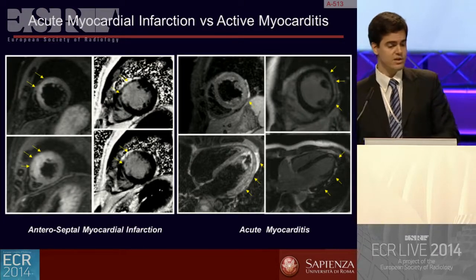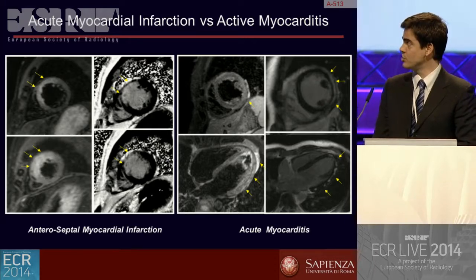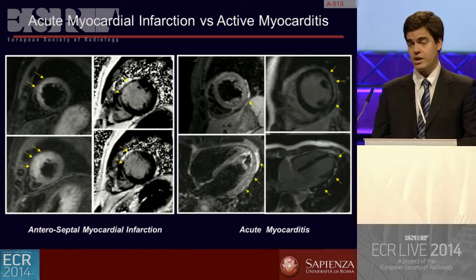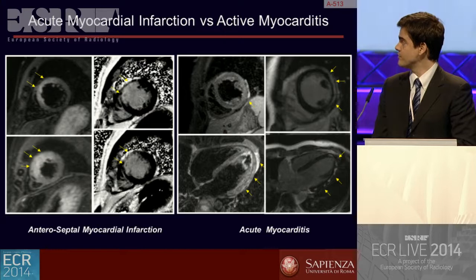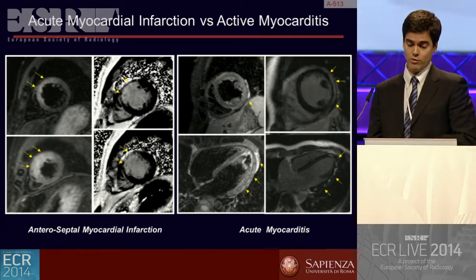We mentioned the wavefront ischemic model of necrosis, starting usually from the subendocardium. Like in this case, the lady had a subendocardial involvement with edema resembling an acute process. In myocarditis, things are completely different. The lesion and the enhancement is subepicardial with possible but extremely rare subendocardial involvement.